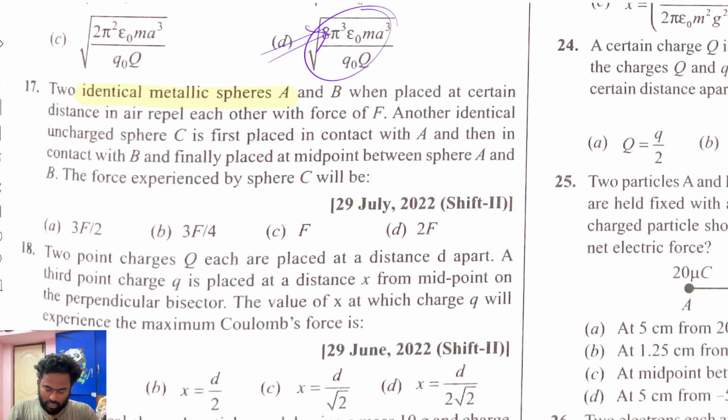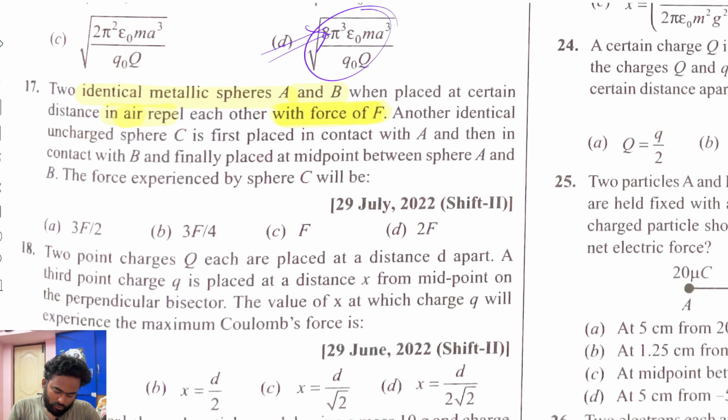Identical metallic spheres A and B are placed at a certain distance in air and repel with force F. Another identical uncharged sphere C is placed in contact with A and then in contact with B. Finally it is placed at the midpoint between A and B. The force experienced by C will be?